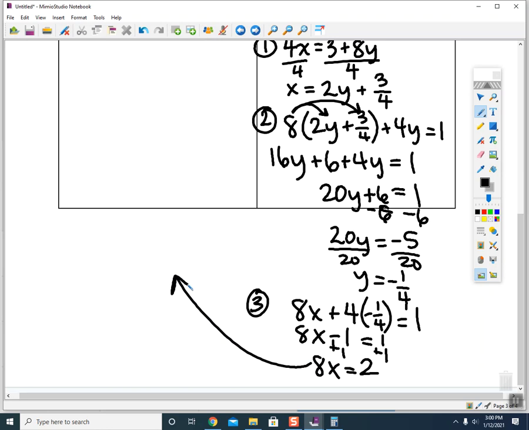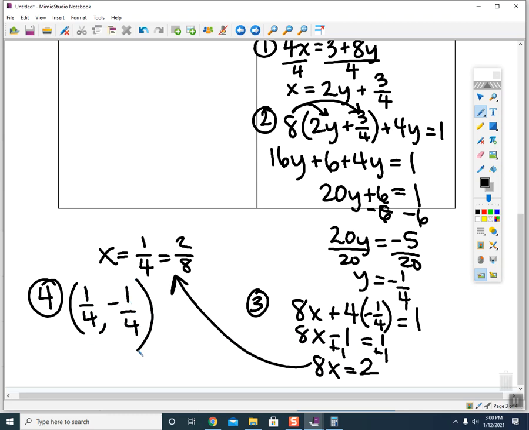Divide both sides by 8, you get x equals 1/4. Or you would have gotten 2/8, but simplified would be 1/4. So that means that my solution is going to be 1/4, -1/4.